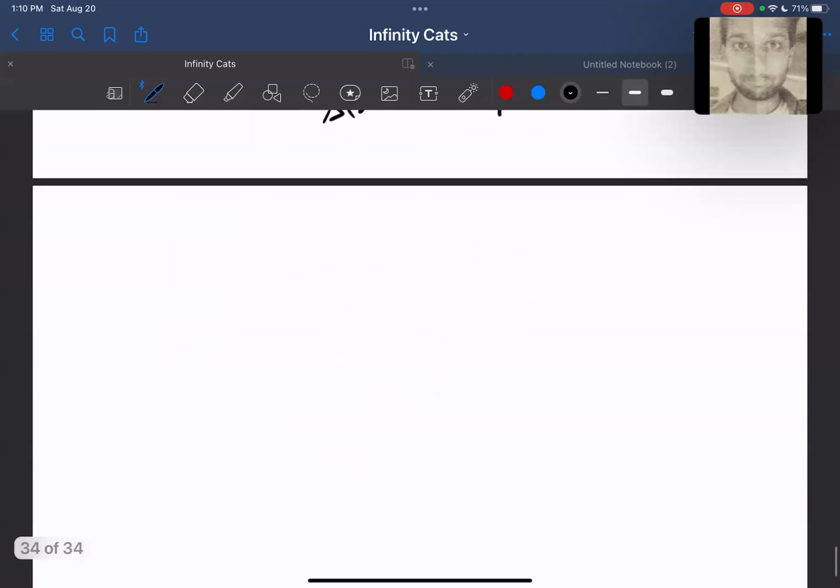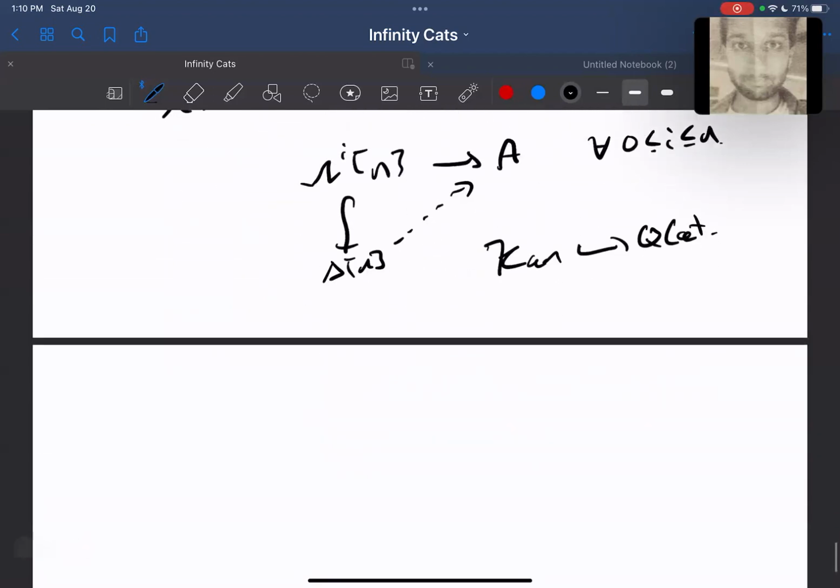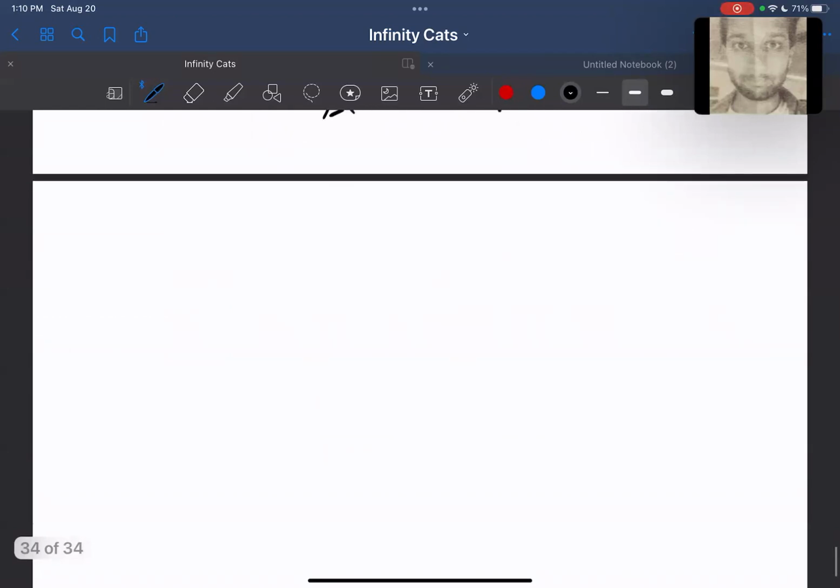So if we look at equivalences in an infinity cosmos, right, before I prove that, I think I want to introduce the homotopy 2-category.